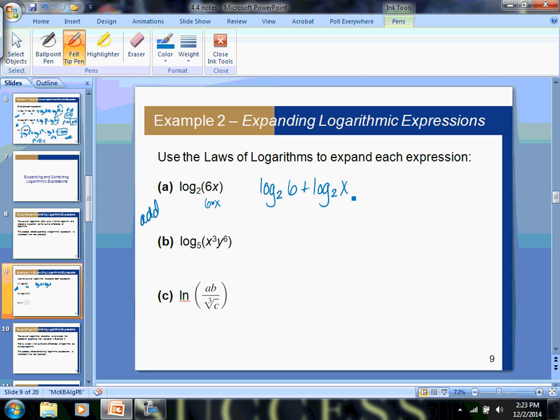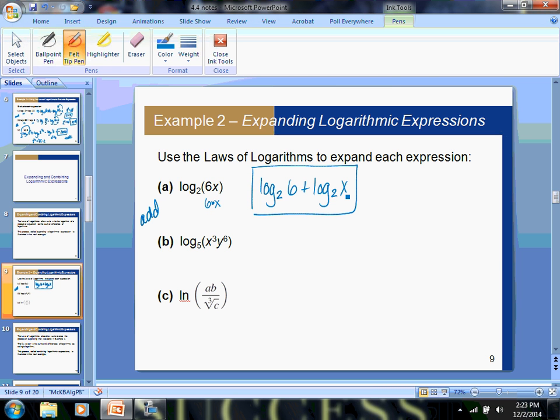And we can't really do too much more to this expression right now. All they wanted us to do was to expand the expression. They didn't say to simplify it or evaluate it or anything like that. So that's all we need to do for that one. We could evaluate log base 2 of 6. We could get a decimal for that. But the log base 2 of x, we can't get an expression or a value for that. So we just leave it as the x.